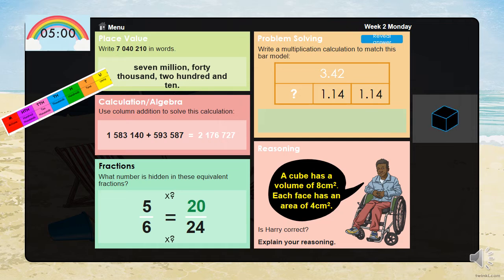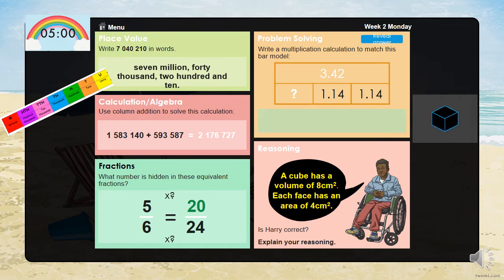Now we go on to problem solving. We have to write a multiplication calculation to match the bar model. So if we've got 3.42 as our total, we know in a bar model, the number shown on top reflects the total amount of all of the values at the bottom. So if we've got 3.42 at the top, then 1.14 plus 1.14 plus, what's the missing value? 1.14. We know that because all of the boxes look like they're an equal size. And if we add together 1.14 three times, we'll get 3.42. So we know that that missing value is 1.14.